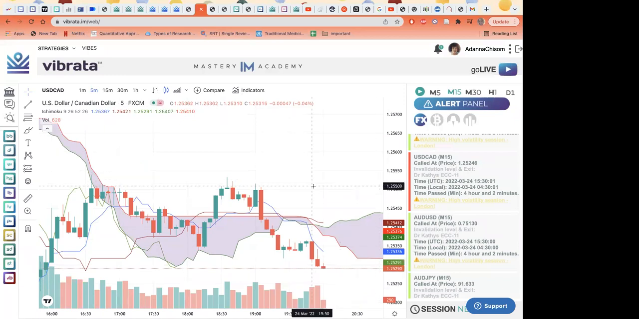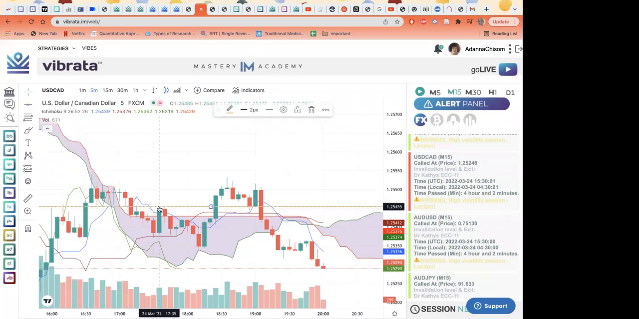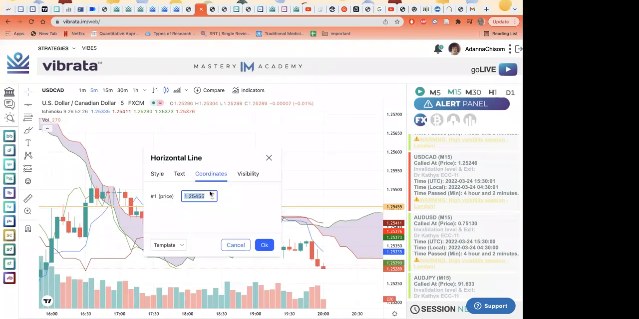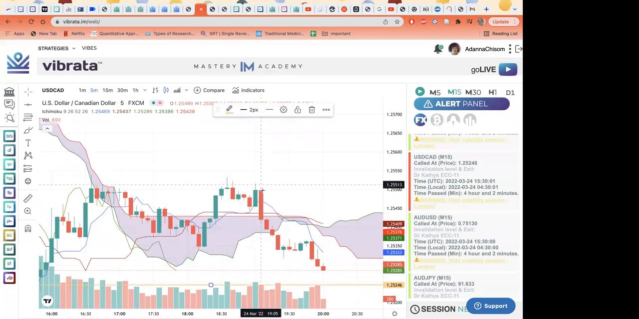So the price was called at, so we get our horizontal line, right? You need to first just place it anywhere, then you can change the coordinates. The coordinate was 1.25246. You need to practice this. Practice it, you get used to it, and it becomes nothing for you.